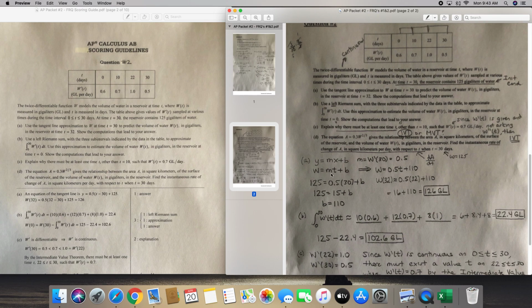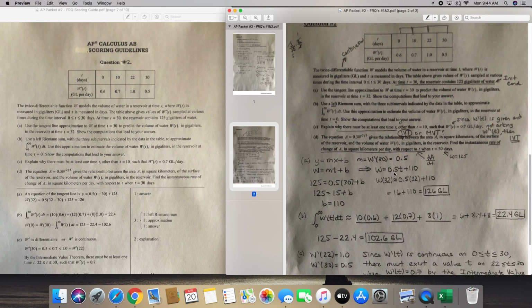The first thing we're always going to want to find on our tangent line is the slope, and we know that the slope comes from the derivative. So if I find the derivative of w specifically at t equals 30, because remember it's the tangent line at 30, we know that w prime of 30 is equal to 0.5. So now I know the slope of my tangent line, so that's 0.5.